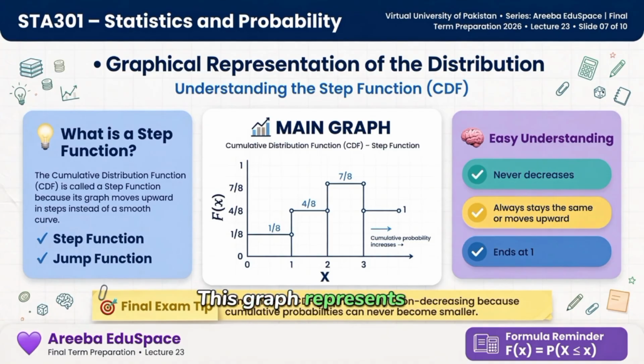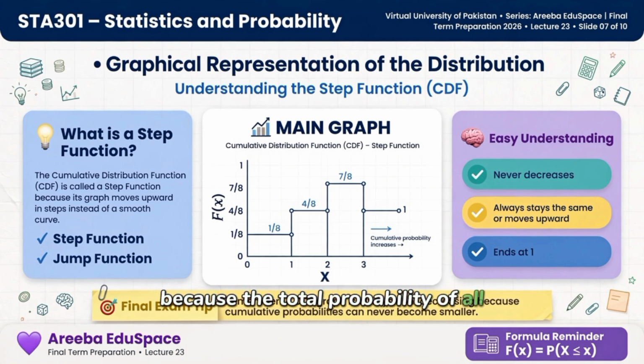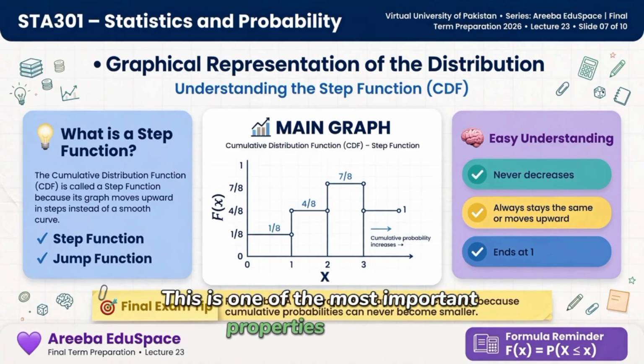This graph represents the cumulative distribution function. Notice that it moves upward in steps. That is why it is called a step function. Each step represents adding another probability. The graph never goes downward. Instead, it always moves upward or remains constant. Finally, the graph ends at 1, because the total probability of all outcomes is always equal to 1. This is one of the most important properties of a CDF.